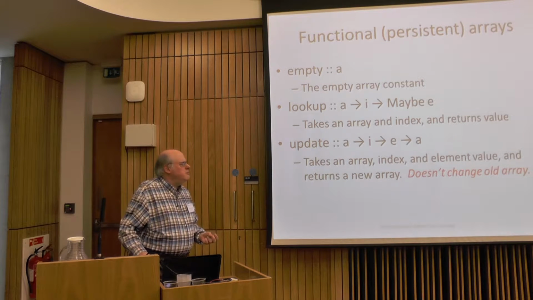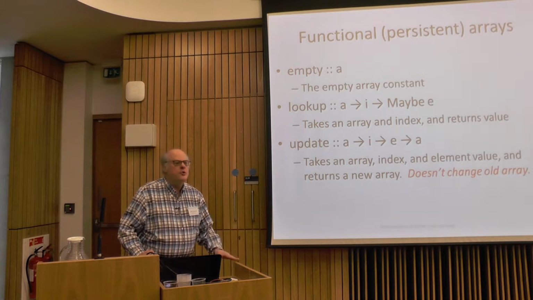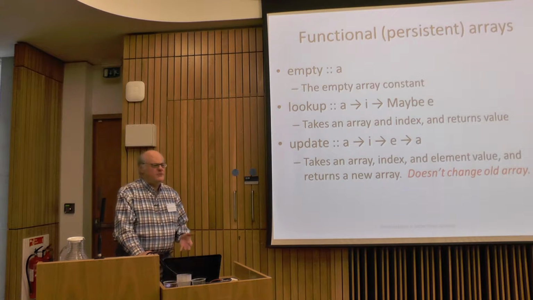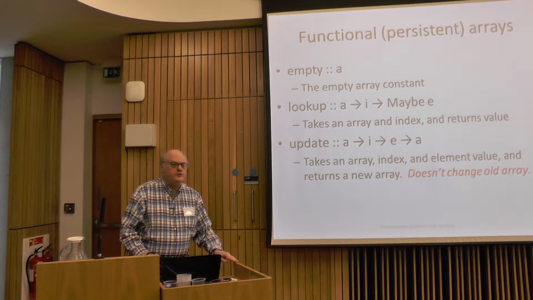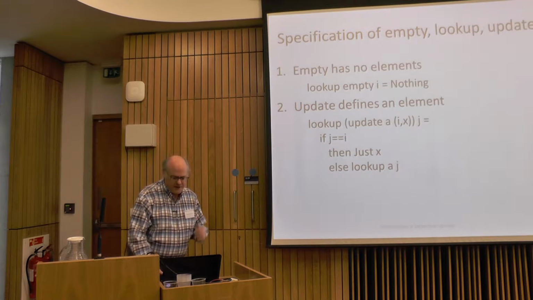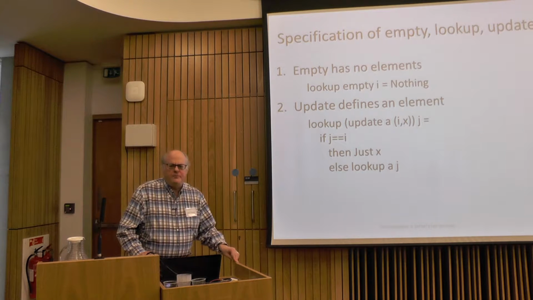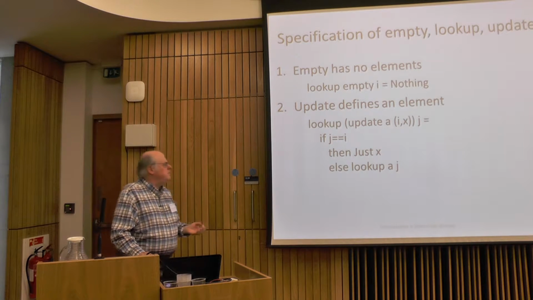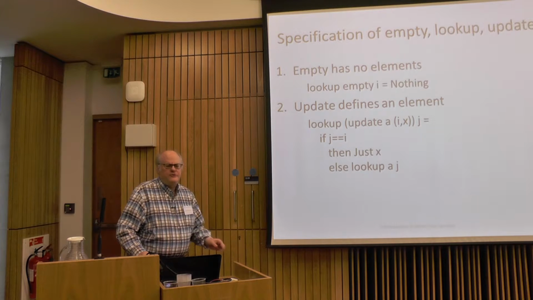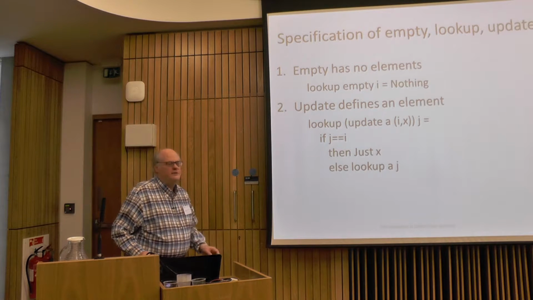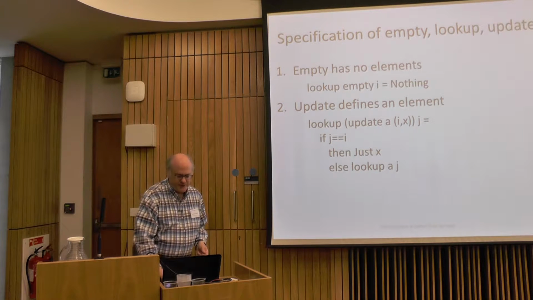And the important point about this is that update does not change the array A. It gives you a new array. And the new array is just like the old array, except it has this new element. But you can go back and use the previous array if you like. And it's very easy to specify the semantics of these. If you look up in the empty array, you get nothing. And if you look up an array created by an update at an index, if the index matches the index that you updated, you get that element. And otherwise it will recursively try the array that was built on.